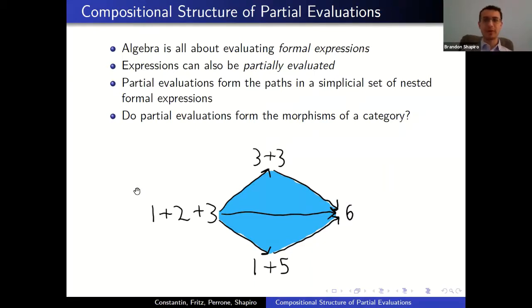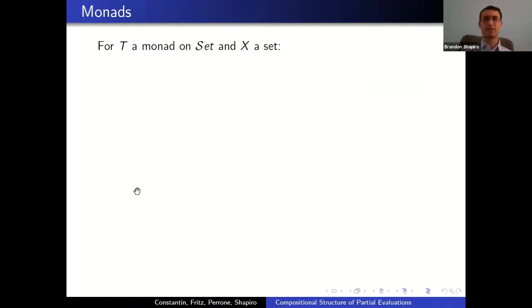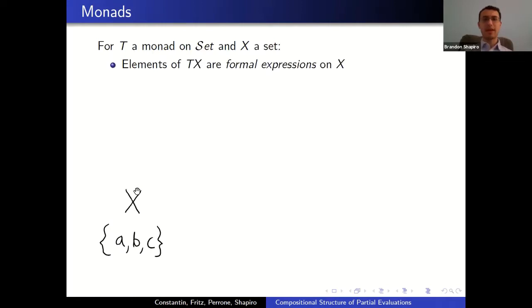Before getting into that, I'm just going to introduce some notation about monads. I'm not going to fully explain what monads are, but hopefully this will give some sense of how we're going to think about them, even if you haven't seen them. So we start with a monad on sets, and say X is a set with variables like A, B, and C in it. We want to think of elements of TX as formal expressions on X.